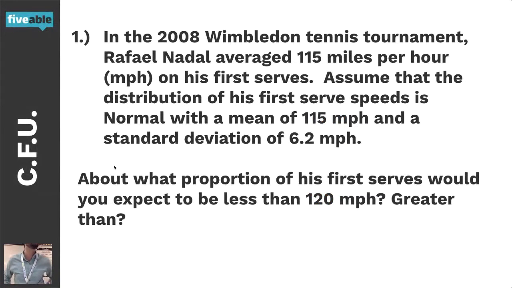In the 2008 Wimbledon tennis tournament, Rafael Nadal averaged 115 miles per hour on his first serves. Assume that the distribution of his first serve speeds is normal with an average of 115 and a standard deviation of 6.2. About what proportion of his first serves would you expect to be less than 120? So what proportion of his serves are going to be at or below 120?